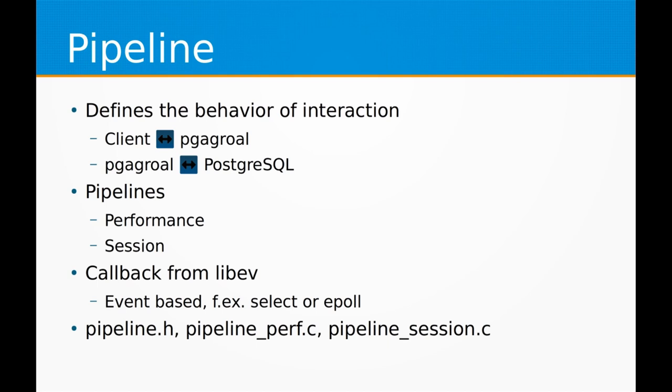The pipeline instance is triggered based on events from libev. These events are created based on the status of the underlying network. There are different ways that these events are triggered, for example, through select or epoll mechanisms.